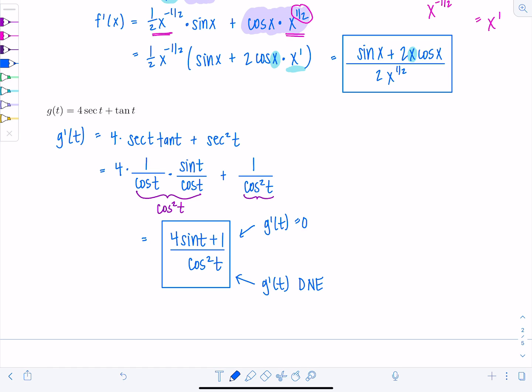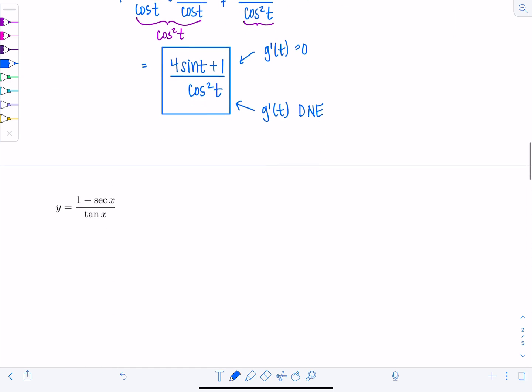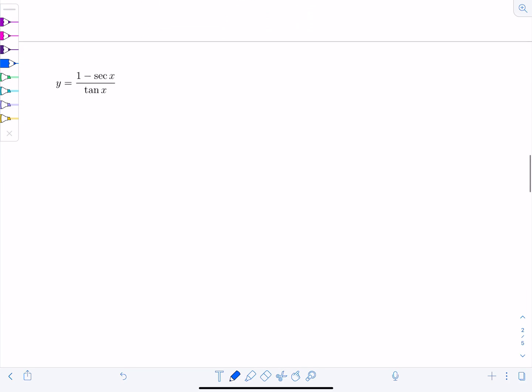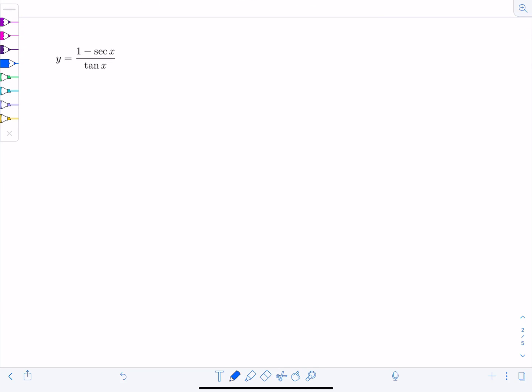All right, let's do one more, just to remind ourselves how fun trig functions are. So here we have y equals 1 minus secant x divided by tangent x. So it's time to use the quotient rule. All right, so dy dx, let's sing the song. We've got low, d high. So here's low, tan x. D high is derivative of the numerator. Derivative of 1 is 0. Derivative of negative secant x is going to be negative secant x tan x.